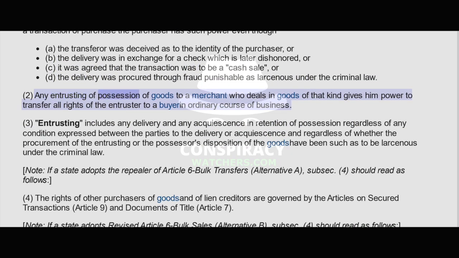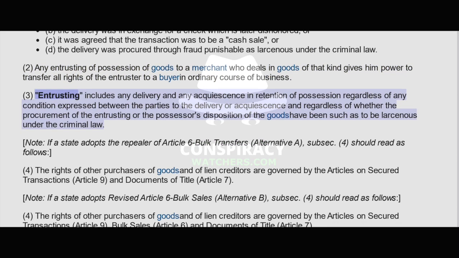Any entrusting of possession of goods to a merchant who deals in goods of that kind gives him power to transfer all rights of the entrustor to a buyer in ordinary course of business. Entrusting includes any delivery and any acquiescence in retention of possession regardless of any condition expressed between the parties to the delivery or acquiescence, and regardless of whether the procurement of the entrusting or the possessor's disposition of the goods have been such as to be larcenous under the criminal law.